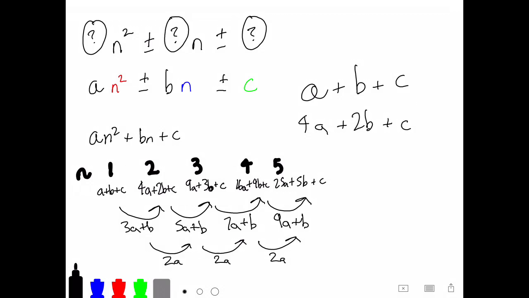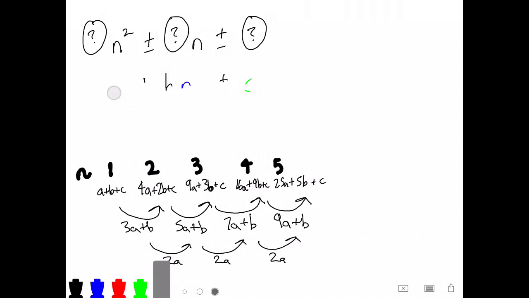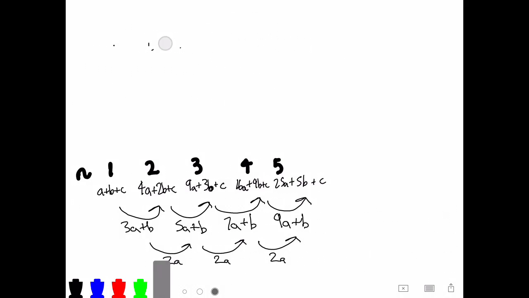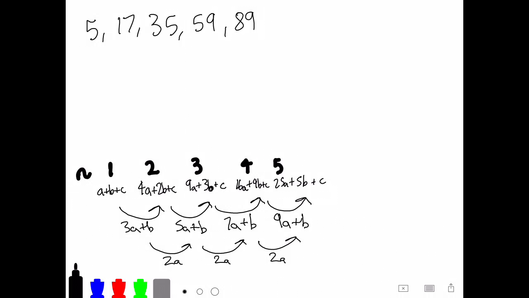So, what can we do with this? Well, it looks cool and everything, but how's it even useful? Well, I'm about to show you. And we'll get started with our first problem. So, first we're going to be given a quadratic sequence as our question. So, what should we do? We'll do 5, 17, 35, 59, 89. So, first we're going to find the differences of these and work out what they are.